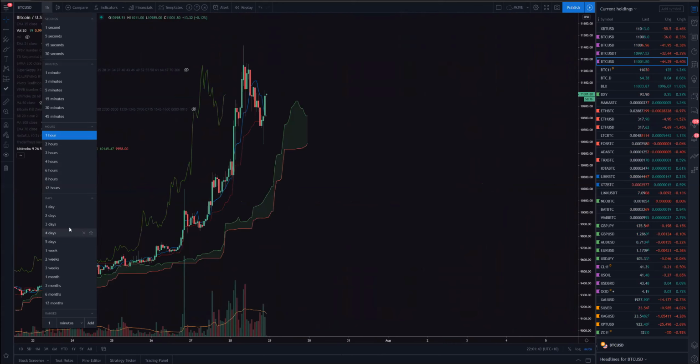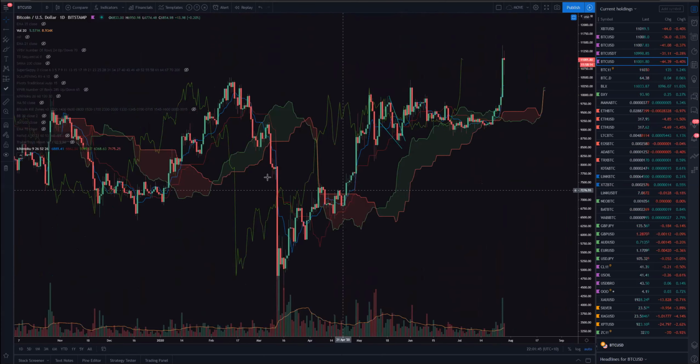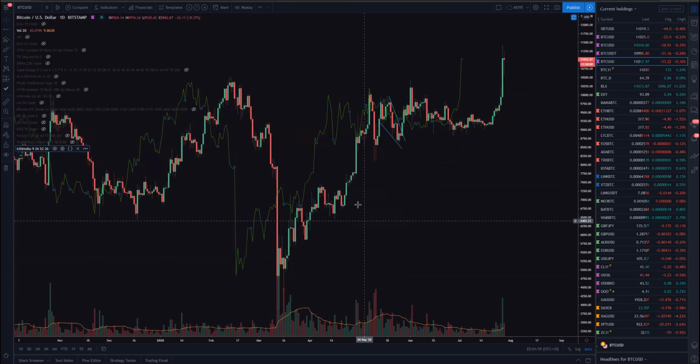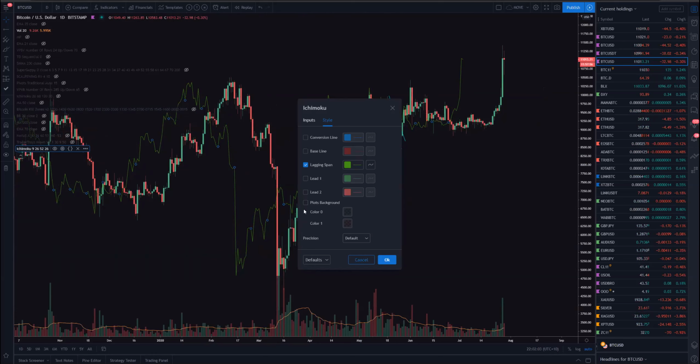Right, and then we'll go to the daily. I'm just going to clean this up and get rid of a whole heap of stuff. So we get rid of the plots, background, lead line, conversion line, baseline, lead line. Actually, we'll get rid of the clouds as well. With this lagging line, it looks a bit silly without a cloud.